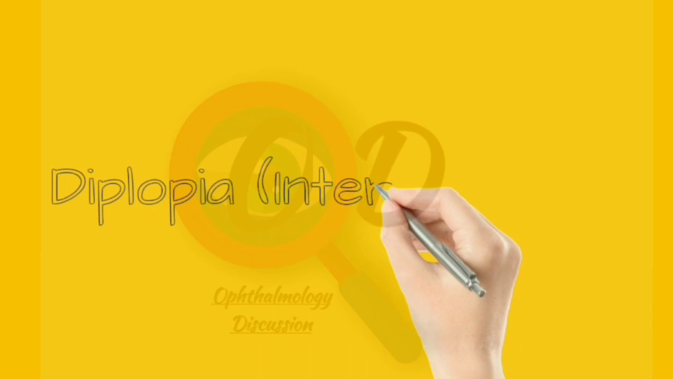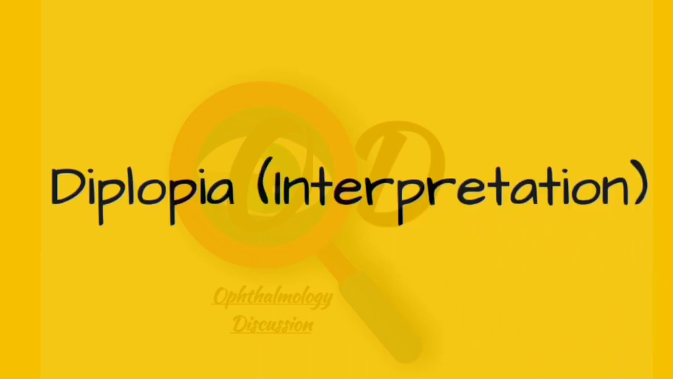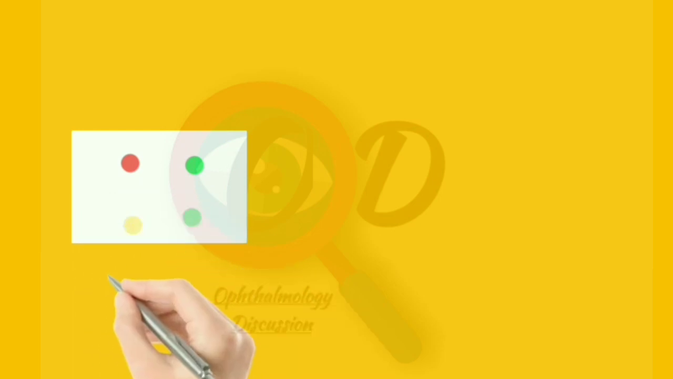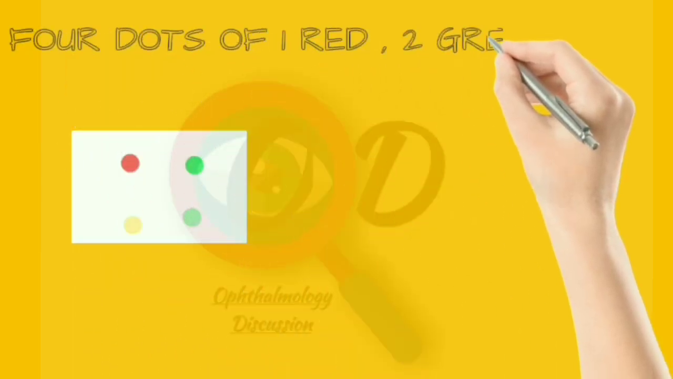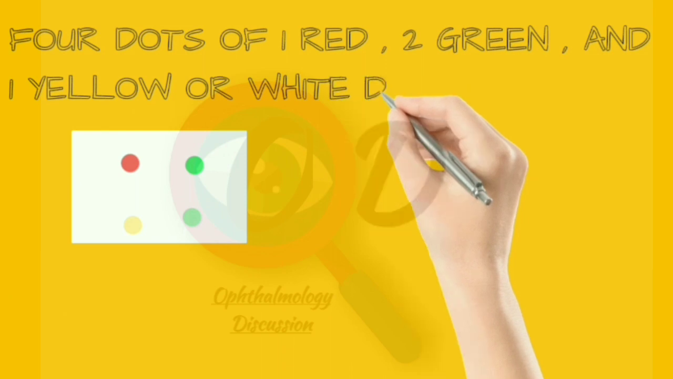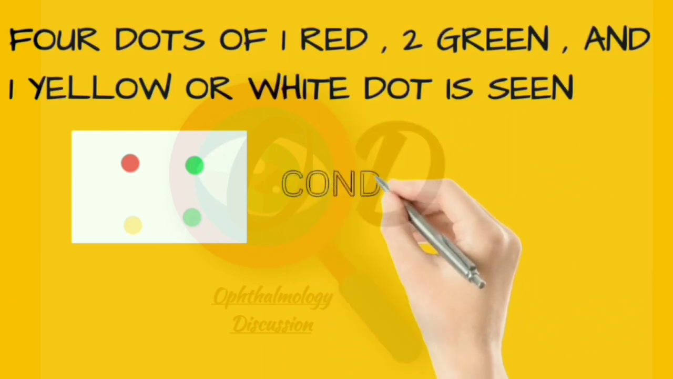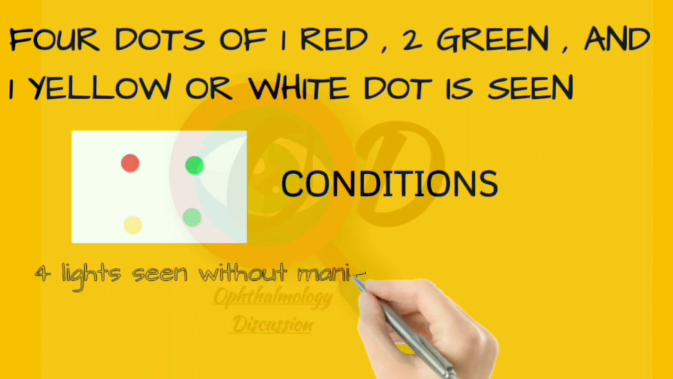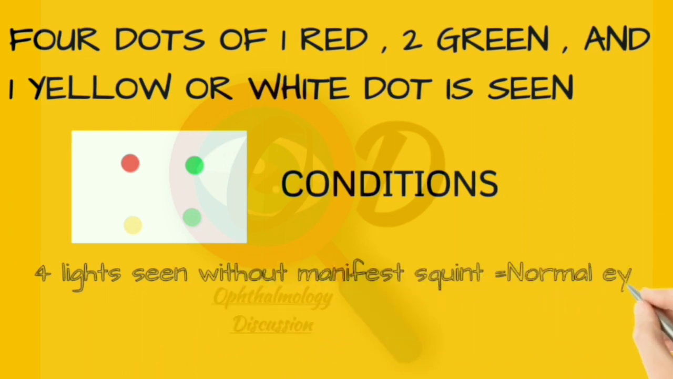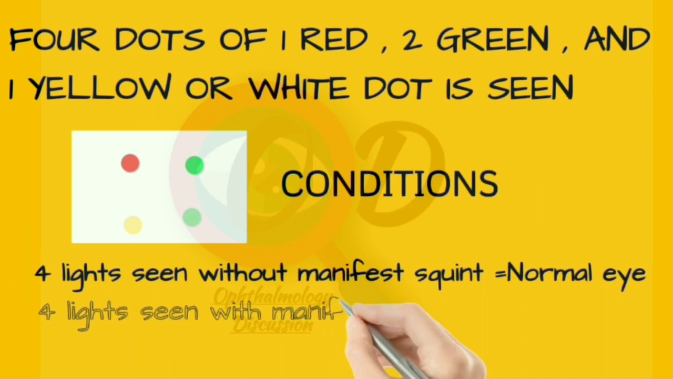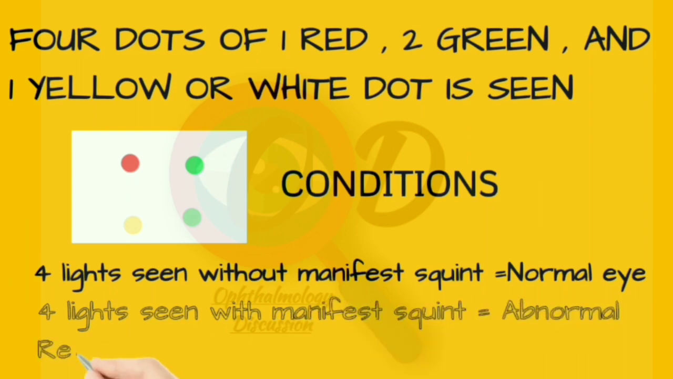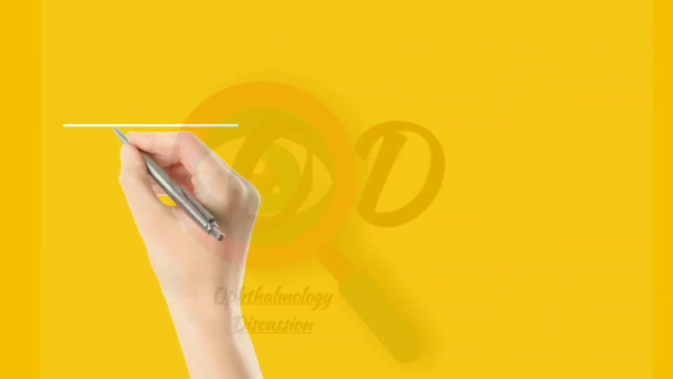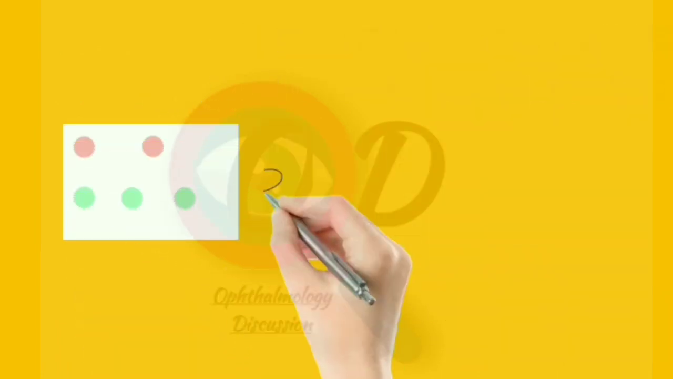Diplopia interpretations. Now we are going to understand the diplopia interpretations that are judged by the Worth four dot test. So if we see the 4 dots as you are viewing the image, it is 1 red, 2 green and 1 yellow or white. The condition is that if we see 4 lights without manifest squint, it is the normal eye. But if we are seeing these 4 with the manifest squint, then there is abnormal retinal correspondence. Okay, these are some common tests we are going to learn by the Worth four dot test.